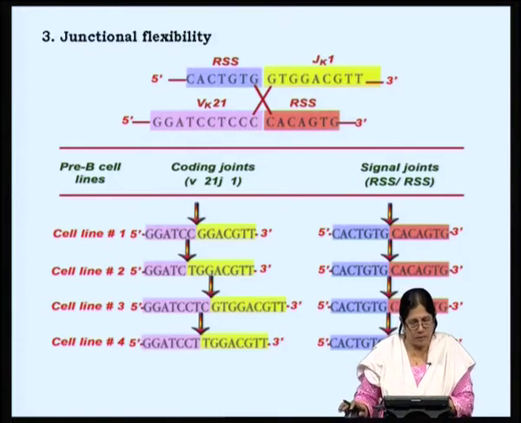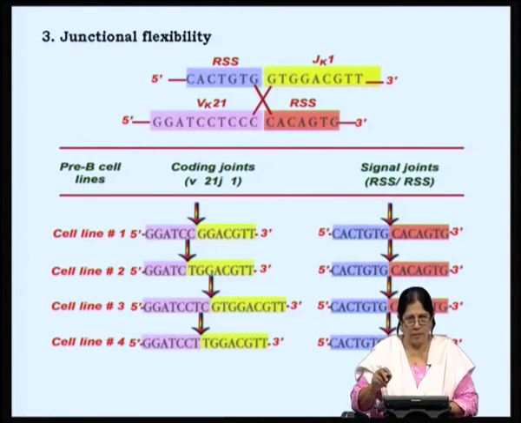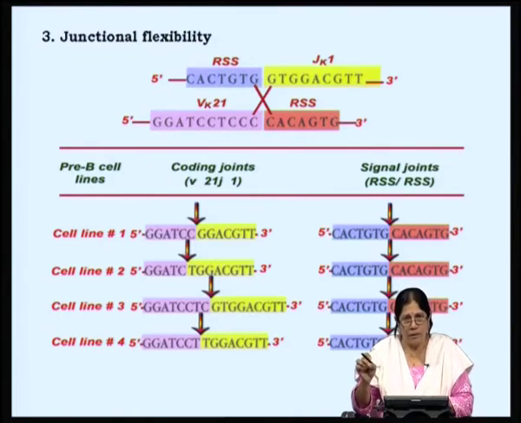Let us come to the third, which is junctional flexibility. What is junctional flexibility? Now, since we are talking about two segments which join together, if you remember in the last class, the mechanism of RAG1 and 2 cutting the single strand of DNA specifically at the RSS.